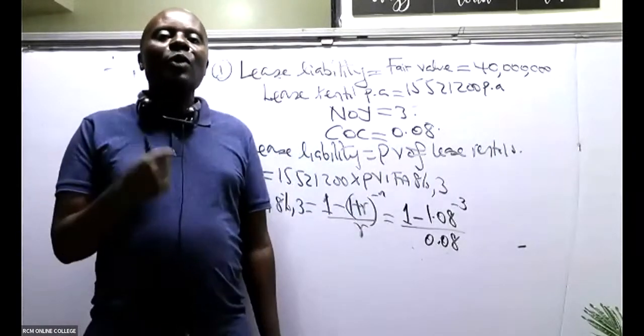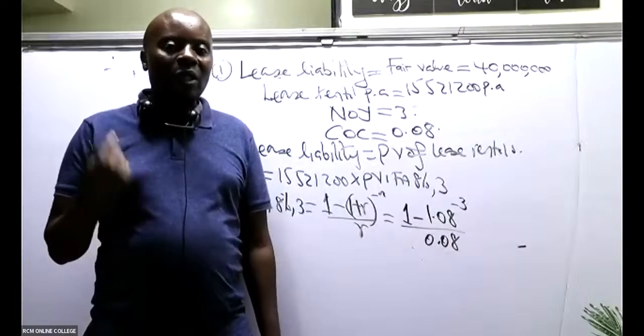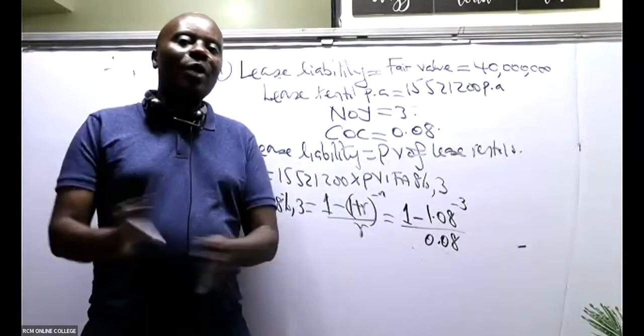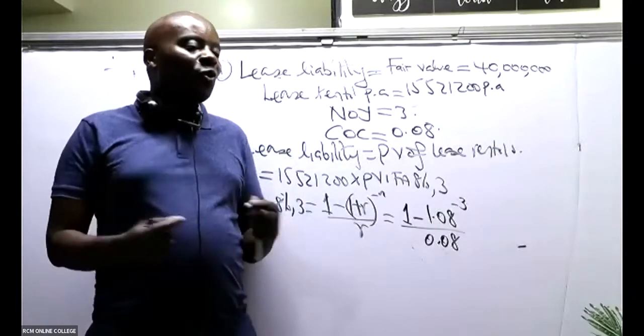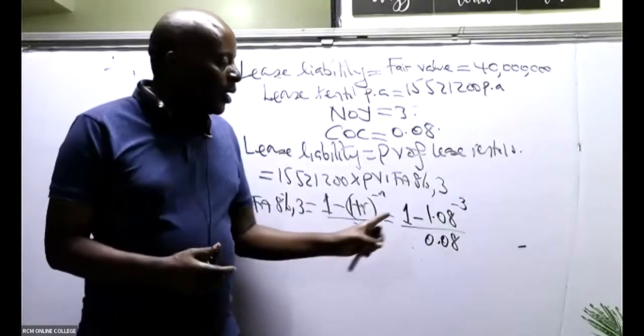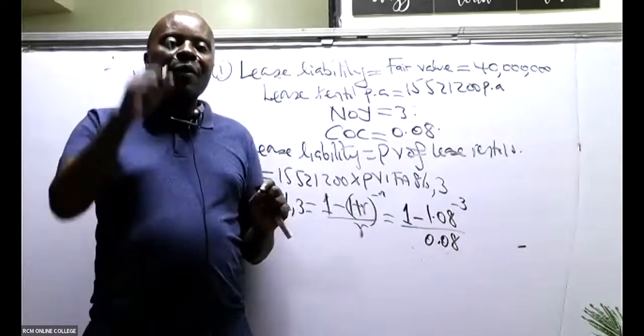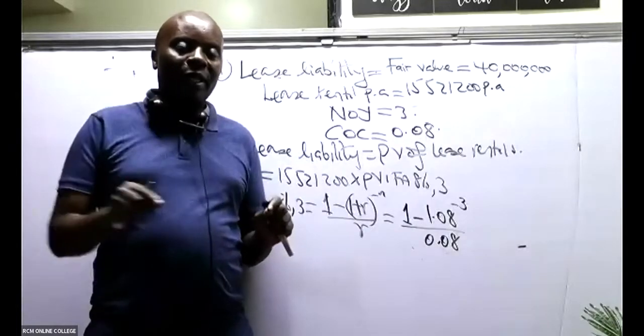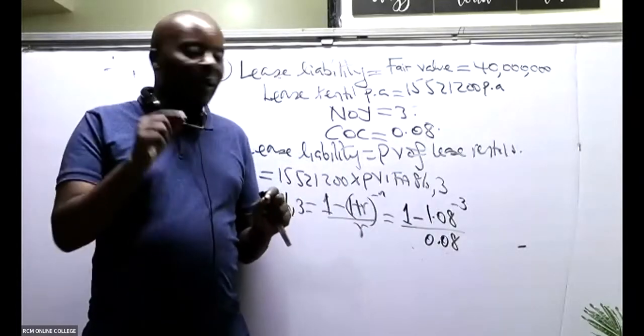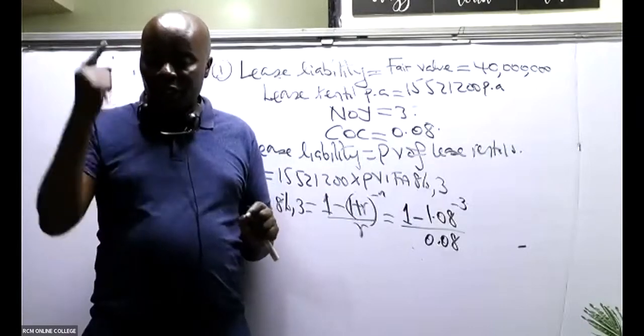Now, why do most students lose track very fast whenever they are being taught? Most students don't like using their calculators when they're being taught, so they tend to veer off very fast. If I were you, I would take my calculator. Then I punch in 1 minus 1.08. There's a raising function, so you say raised to negative 3.